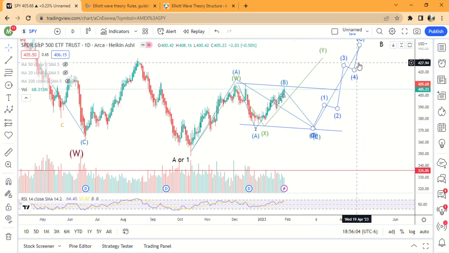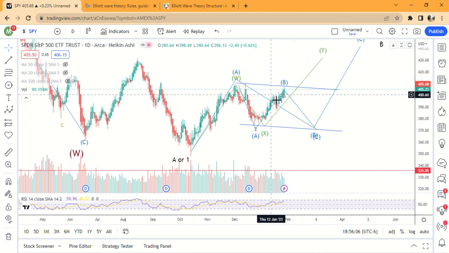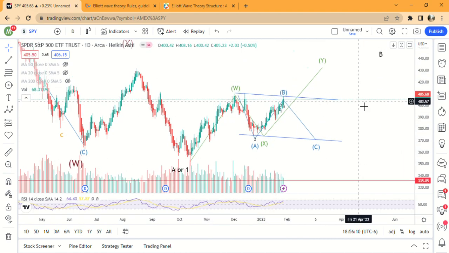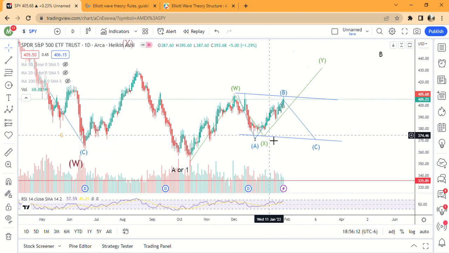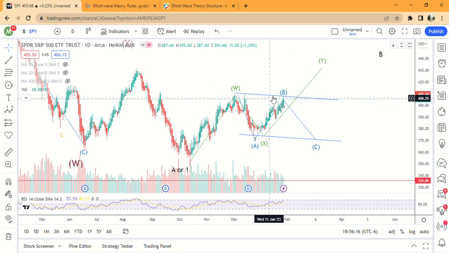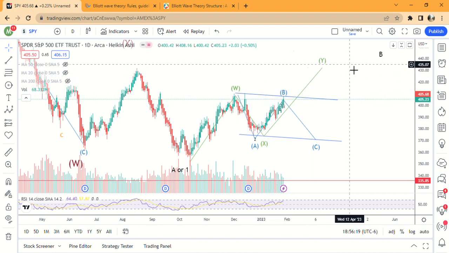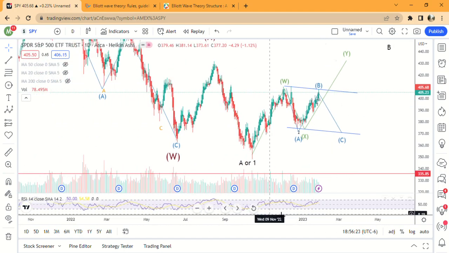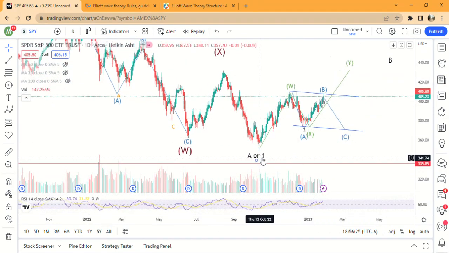So basically what I'm saying is we're probably almost guaranteed to be going higher, I would say probably going to be 435 to 440. So pretty much the top of the August highs is going to be hit. We know that this is not a first wave.